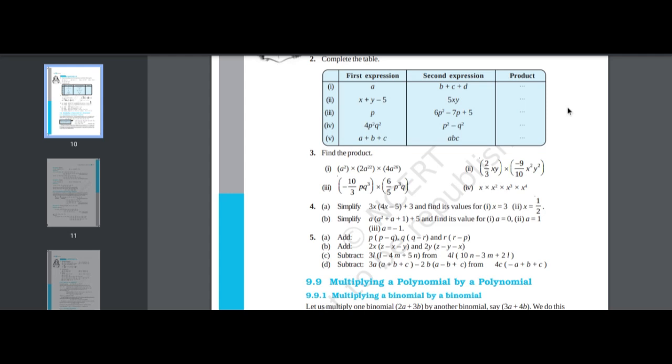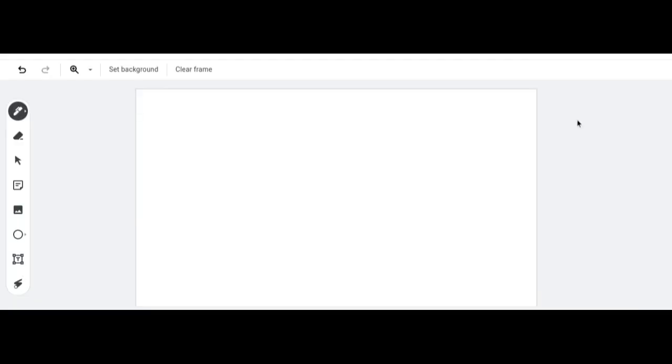In the 4th question, simplify 3x(4x minus 5) plus 3 and find its value for x is equal to 3 and x is equal to 1 by 2. Now here we have to put the values of x. In the simplification, there is x with 3 and x with 4. You just have to solve the first situation where x is 3 and for the second situation x is 1 by 2. Okay, understood? Any confusion? No, ma'am. I will do 4a. Should I do the 4a part or b part? You can do the a one. Okay, I will do the a part.